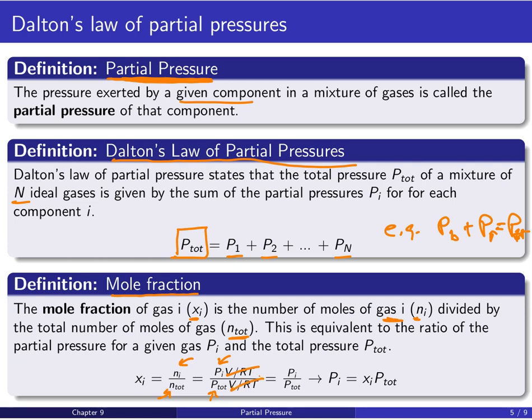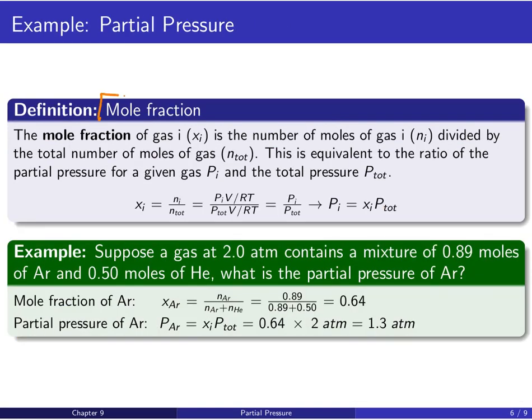And we're left with this relationship where the mole fraction is simply the ratio of the partial pressure of the ith component divided by the total pressure. Or, put in another way, we can determine the partial pressure of a given component of a mixture of gas by multiplying the total pressure by the mole fraction of that gas. Okay, so let's use this mole fraction to solve the following problem here.